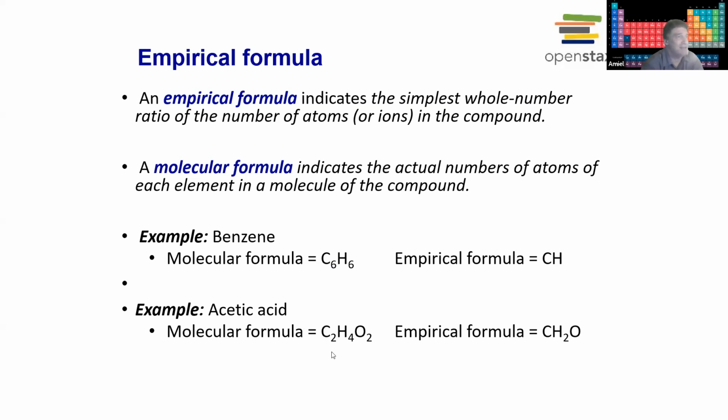Here's acetic acid, C2H4O2. Well, you can see 2, 4, and 2 are all divisible by 2. So divide each of these by 2, and you get CH2O as the empirical formula. This is important because later in the course, we'll find a way to go from the empirical formula to the molecular formula. So make sure you appreciate the difference.